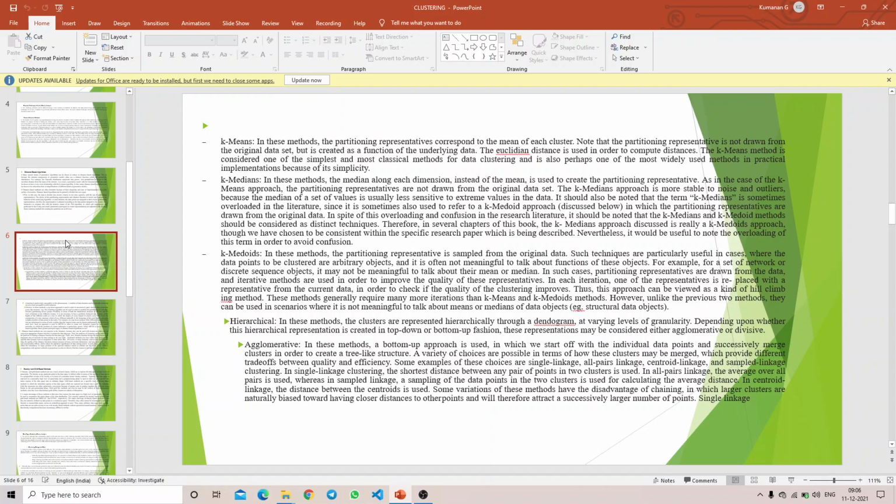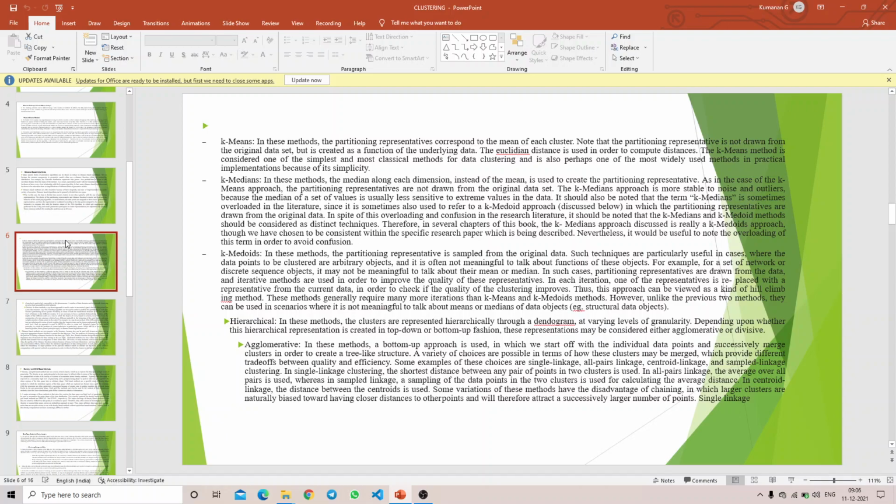In this method, the clusters are represented hierarchically through a dendrogram at varying levels of granularity. Depending upon whether this hierarchical representation is created in a top-down or bottom-up fashion, this representation may be considered either agglomerative or divisive. There are two types, agglomerative and divisive. First, agglomerative. In this method, a bottom-up approach is used, in which we start off with the individual data points and successively merge clusters in order to create a tree-like structure.